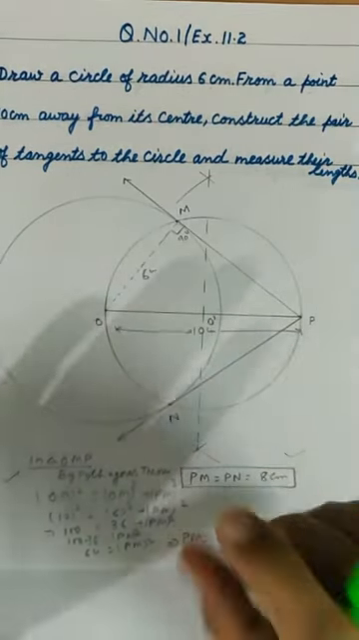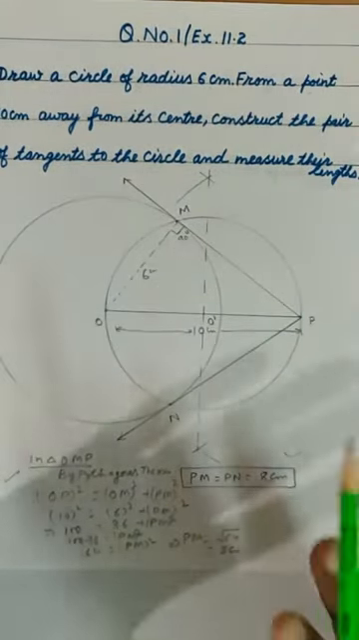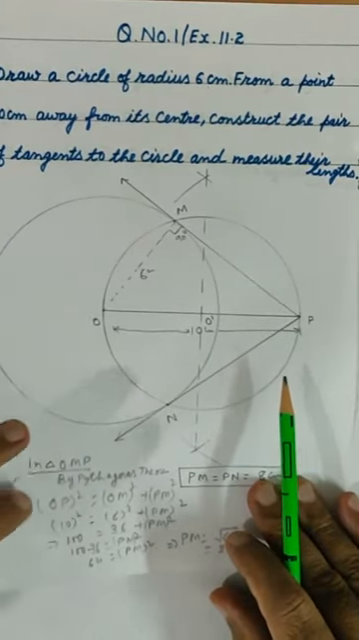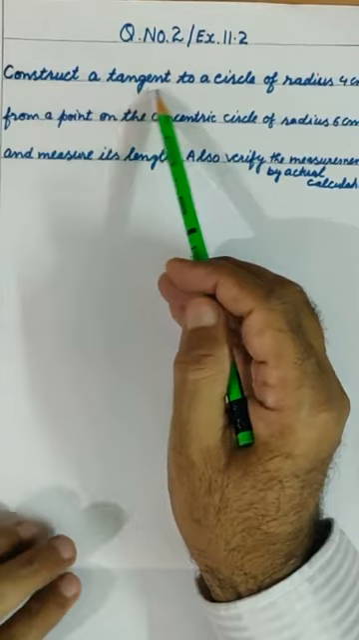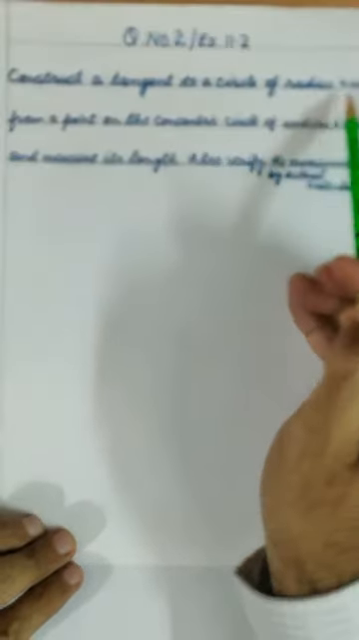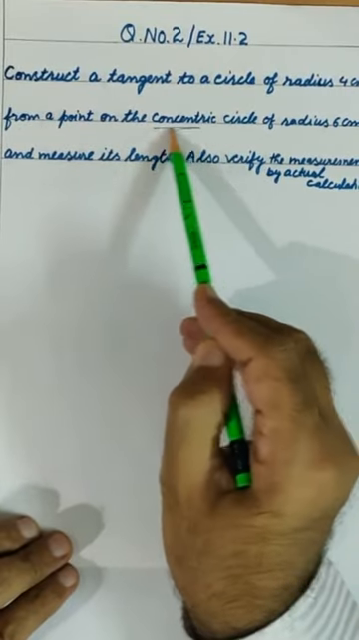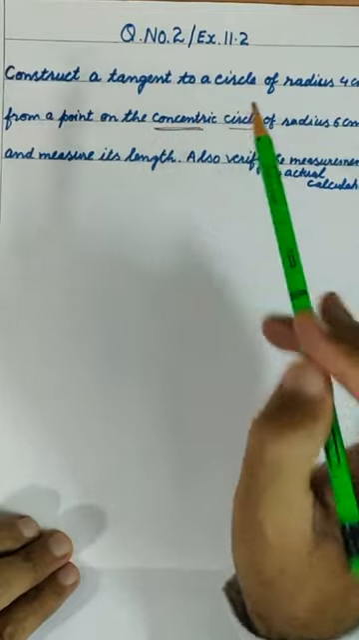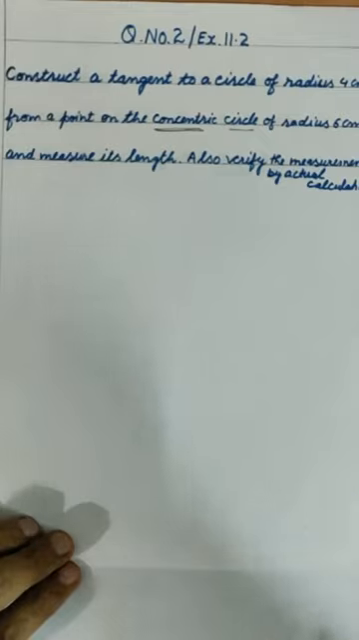On the same concept, same basics, there are 4 questions we are going to discuss. First of all, this first question is finished. Now we are going to discuss the second question. What is the second question? Construct a tangent to a circle of radius 4 centimeter from a point on the concentric circle. What are concentric circles? Concentric circles are those circles which have the same center but different radii.